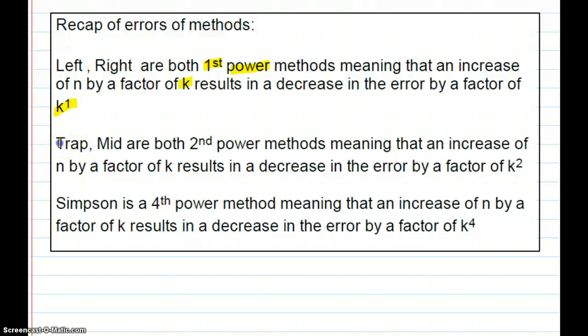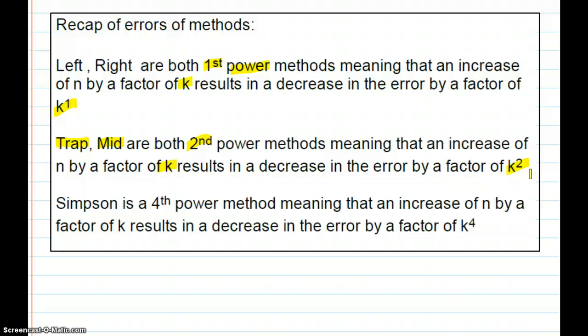The trap and the midpoint methods were better. They were second power methods, meaning that an increase of n by a factor of k results in a decrease in the error by a factor of k squared. So we saw that when we increased the n size by 10, the error went down by a factor of 100, which is 10 squared. And again, we use 10 so we can easily see the decimal places move, but that k factor could have been anything.